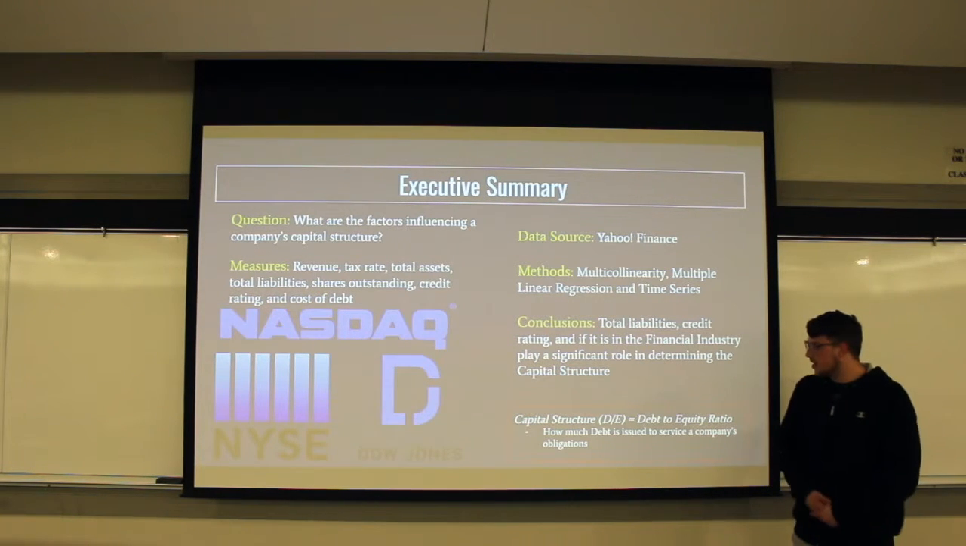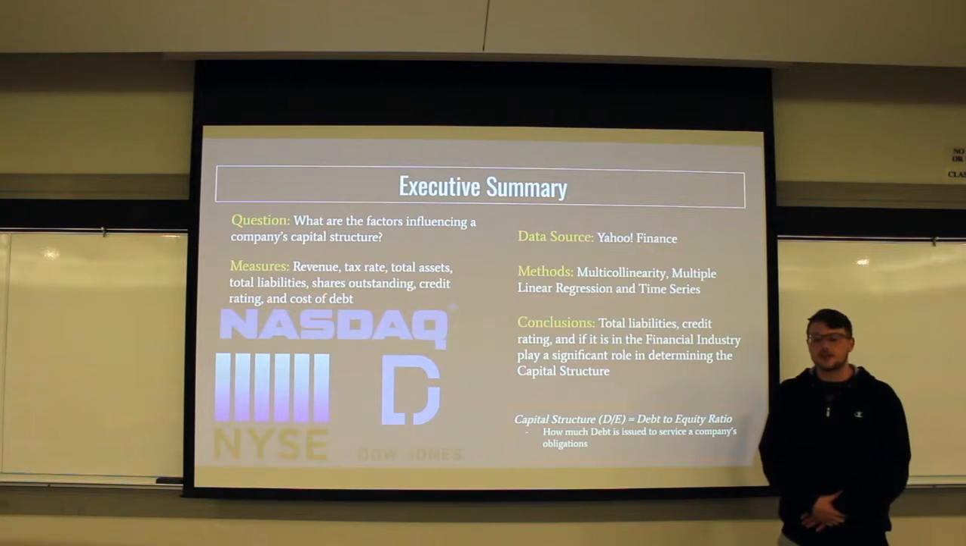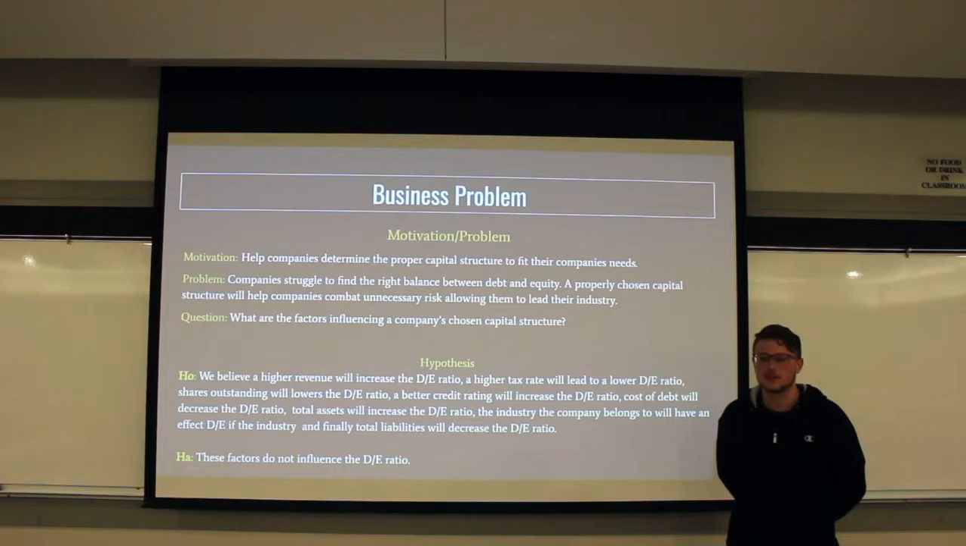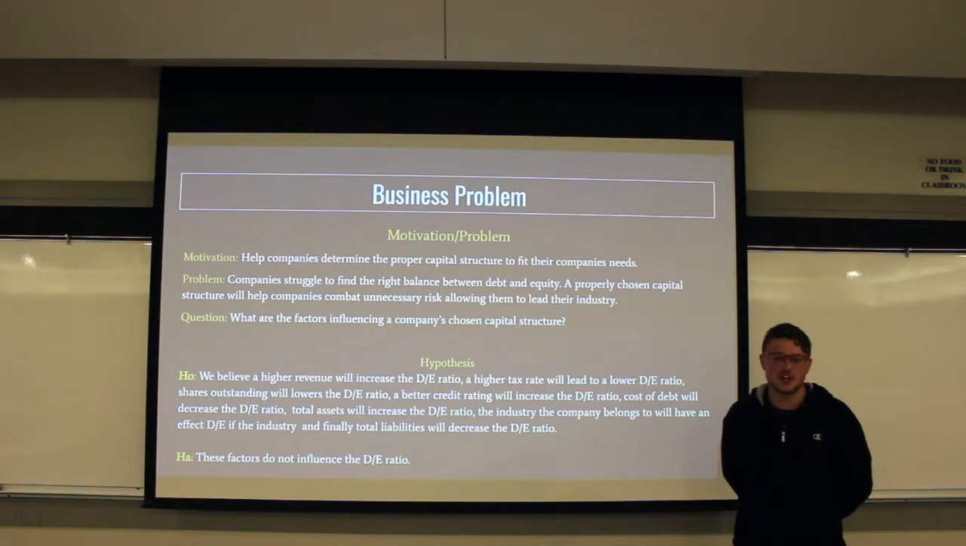Below you'll see we have the capital structure defined as the debt to equity ratio, which is how much debt is issued to service the company's obligations. Our motivation behind this was to help companies determine the proper capital structure in order to fit their company needs. The problem companies face is they struggle to find a balance between debt and equity. A properly chosen capital structure will help companies avoid this unnecessary risk. And like I was saying before, the main question we are trying to answer is what are the factors influencing a company's chosen capital structure?